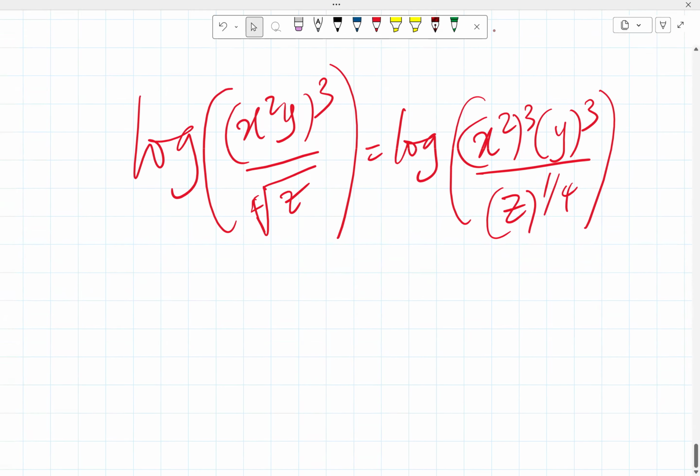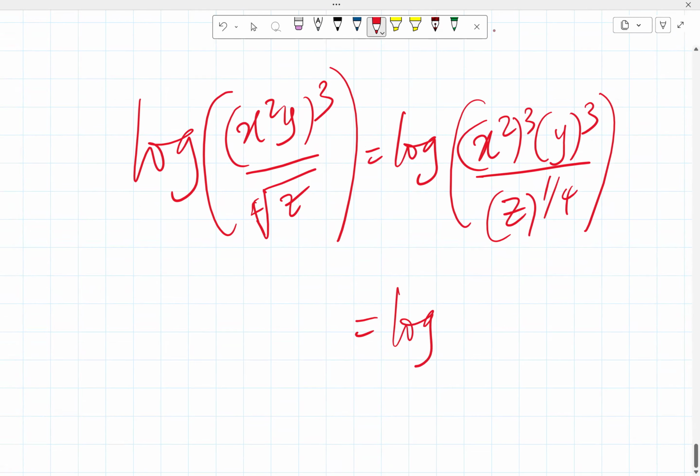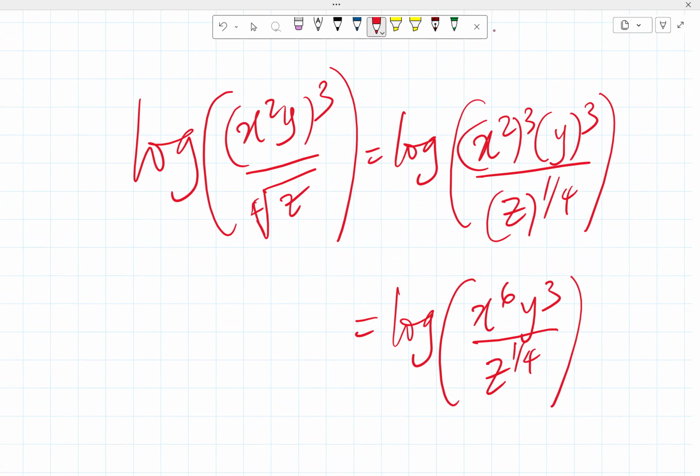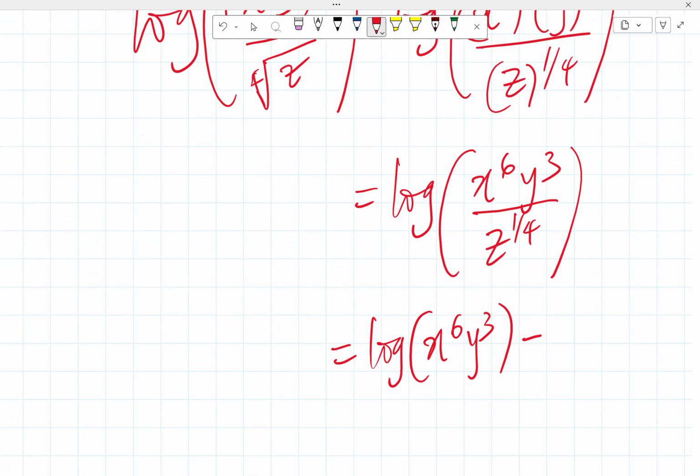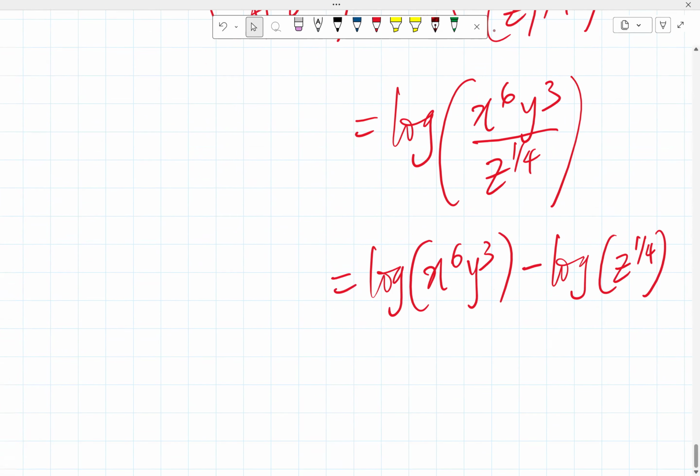So first step. Second, we have log x raised to power 6. That's power of power, multiply the powers. Then y raised to power 3 all over z raised to power 1 over 4. Okay, so the next thing we can do is quotient, and that means we have log x6 y3 minus log z to the 1 over 4, because we have a division there.